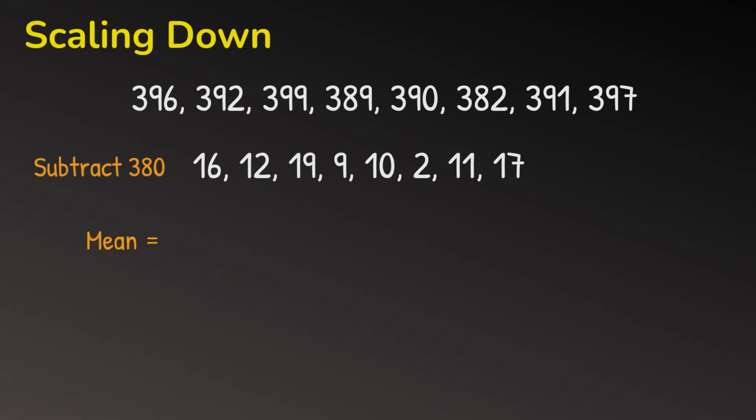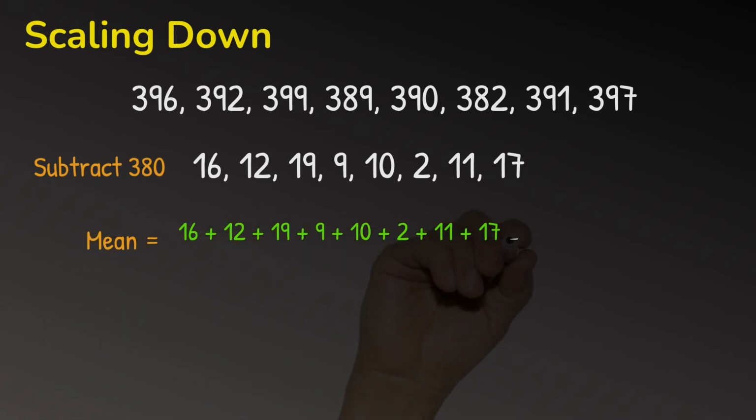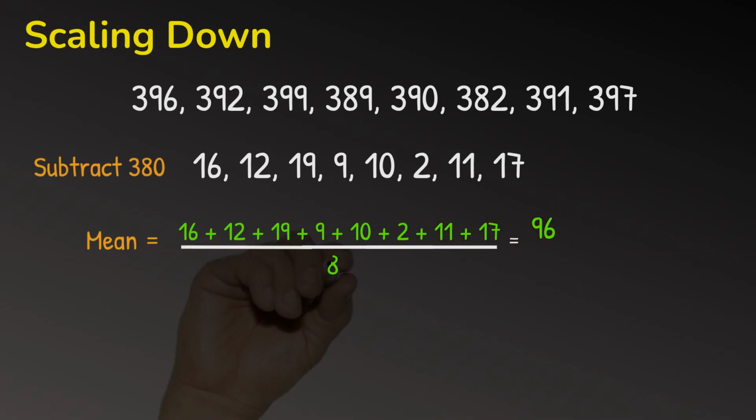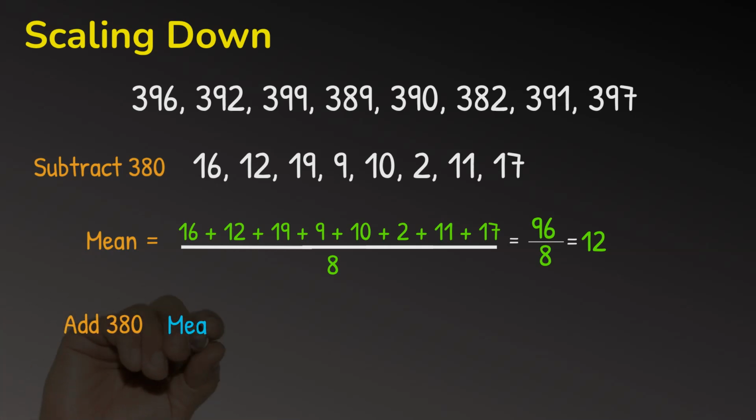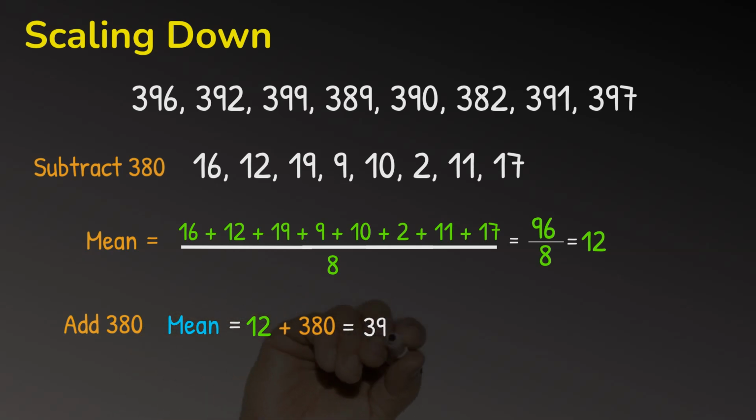So our mean is all of those values added together, which is 96, divided by 8, because we have 8 values, which is equal to 12. And then, of course, we then have to reverse what we've already done. So we have to add 380 back to 12, and that gives us 392.